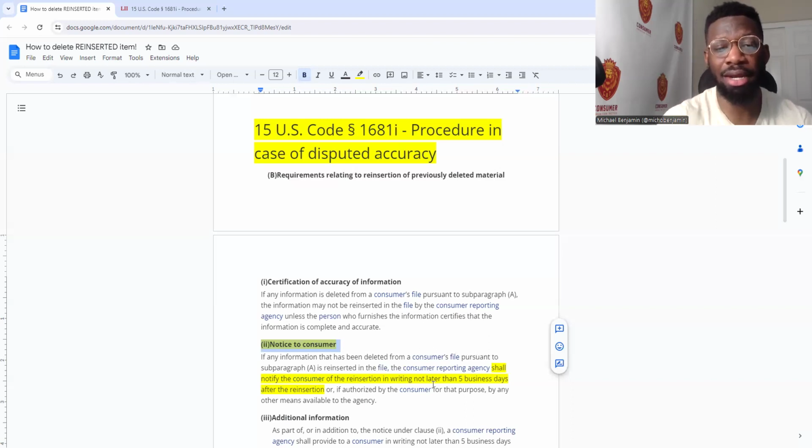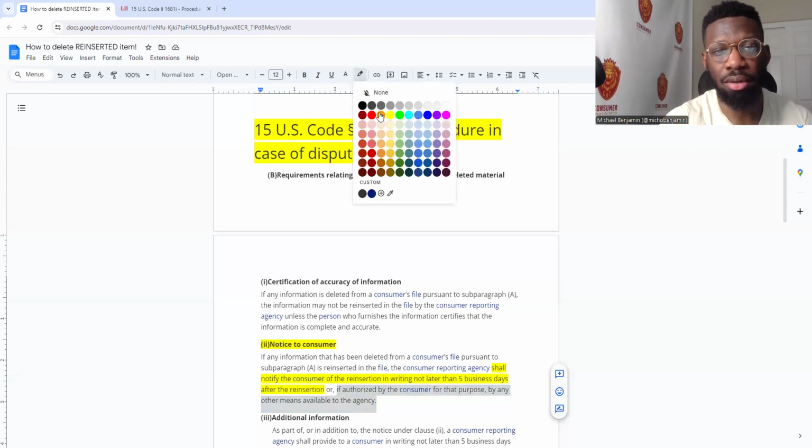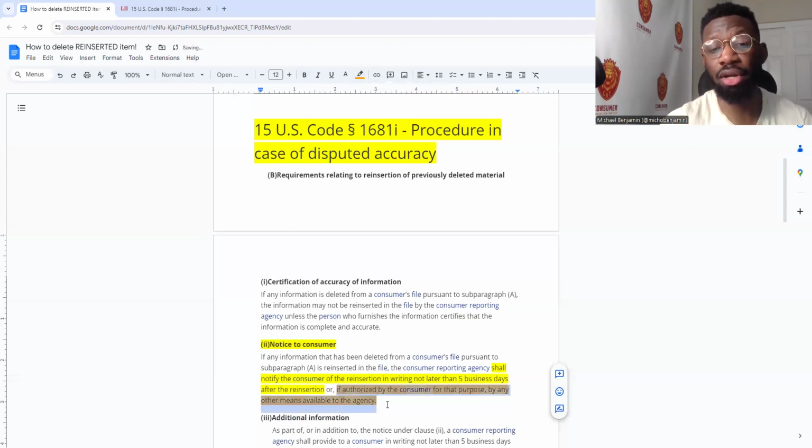You feel me? And then this is an interesting part in the law too, that some people might not pay attention to, because it says in writing no later than 5 business days after the reinsertion, which is the standard thing that you want to go for. And that's what works for our clients when there's a reinsertion. It says or, right? So we're saying now, if authorized by the consumer, meaning you, for that purpose, by any other means available to the agency. So this is basically saying that, let's say you gave the credit bureaus permission to contact you in a different way.